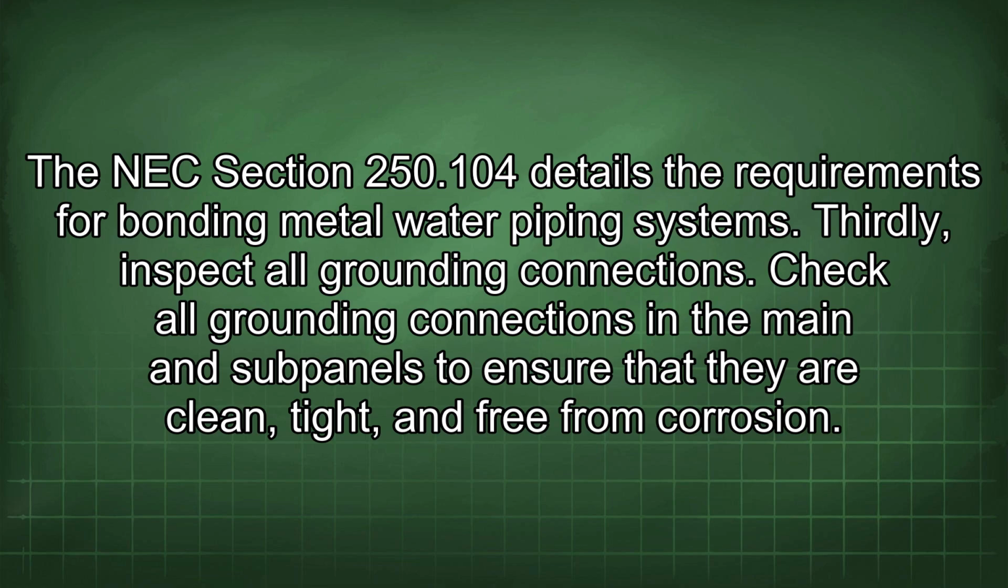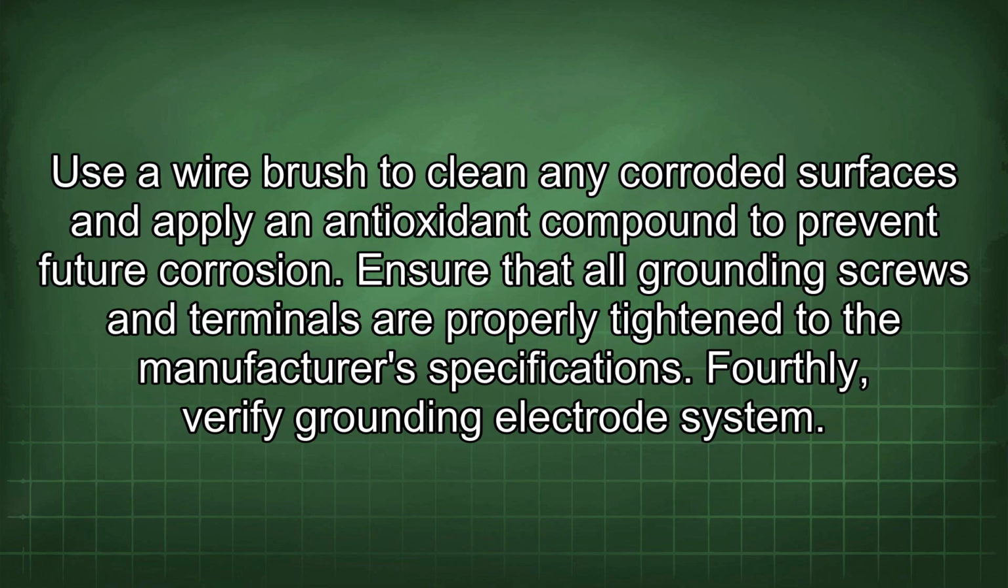Thirdly, inspect all grounding connections. Check all grounding connections in the main and subpanels to ensure that they are clean, tight, and free from corrosion. Use a wire brush to clean any corroded surfaces and apply an antioxidant compound to prevent future corrosion. Ensure that all grounding screws and terminals are properly tightened to the manufacturer's specifications.